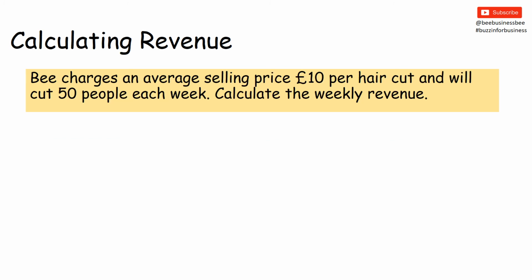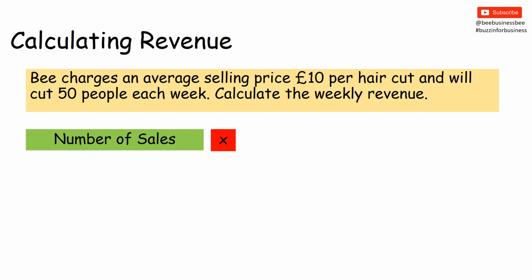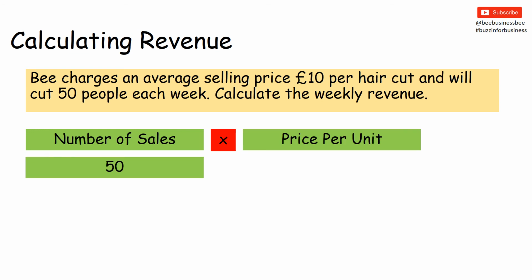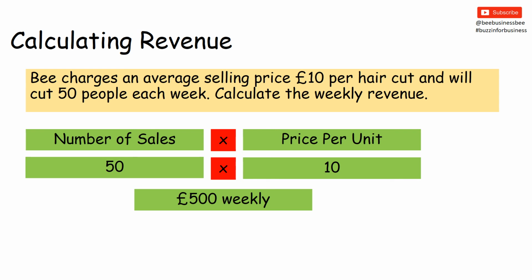So let's just try and do a calculation. B charges an average selling price of £10 per haircut and will cut 50 people's hair each week. Calculate the weekly revenue. Pause the video while you do this. Okay, hopefully you've got the answer where you've got number of sales times the price per unit, which is 50 sales times £10, and you've worked out that that is £500 per week. So you've learnt the formula now for revenue is quite simply number of sales times the price per unit. I'm sure you got it right.